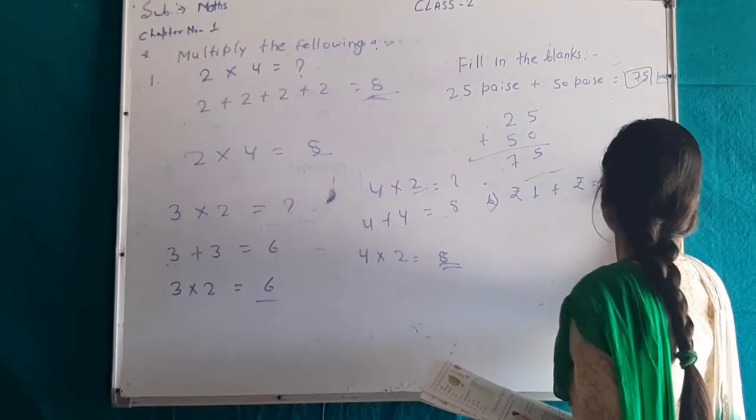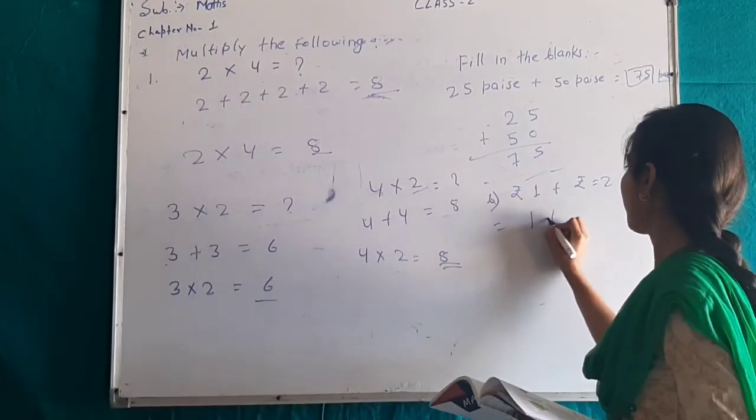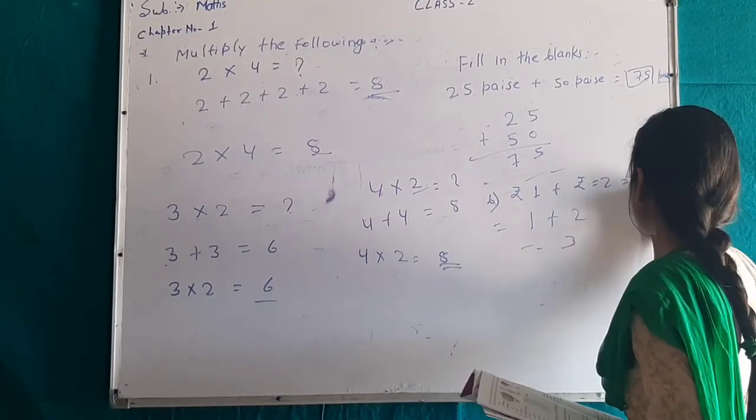Next question, rupees 1 plus rupees 2 equal to dash rupees. We can write 1 plus 2 equal to 3. Our answer is 3 rupees.